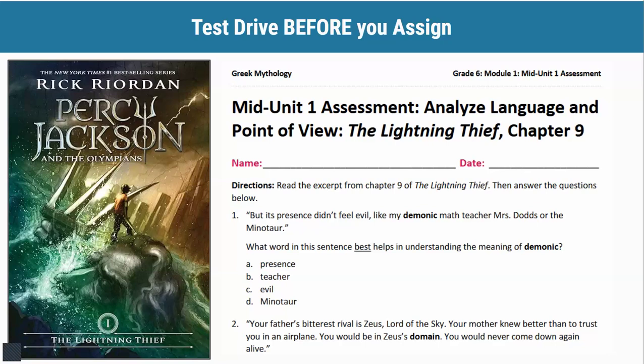So looking at this mid-unit one assessment, looking at question number one, "but its presence didn't feel evil like a demonic math teacher, Miss Dodds, or the monitor." Now, thinking about the word demonic, if my sixth grade students do not understand what the word demonic is, is there something in here that can help them? Here I see the value of my students understanding how to utilize context clues and how to make inferences so that they can come up with the right answers.